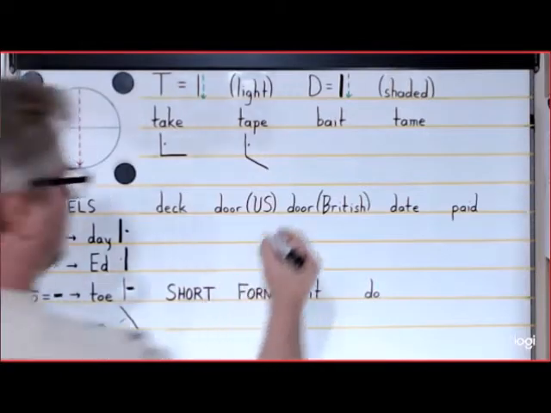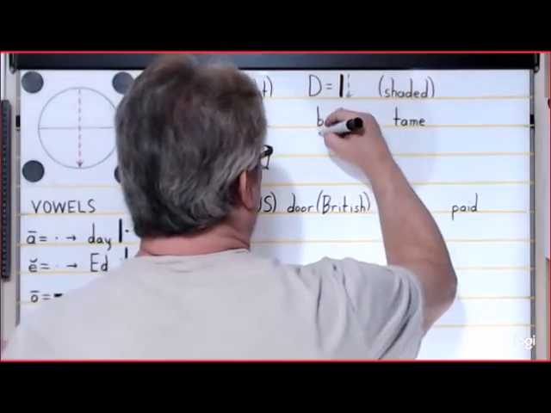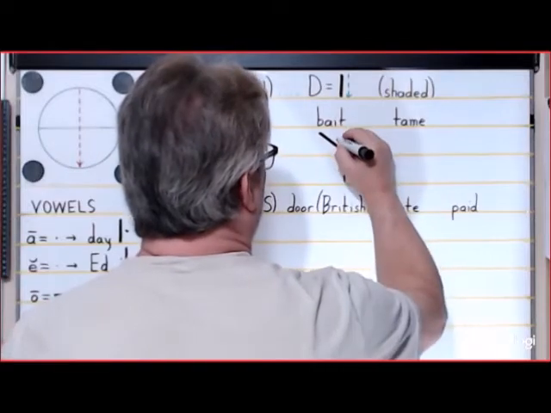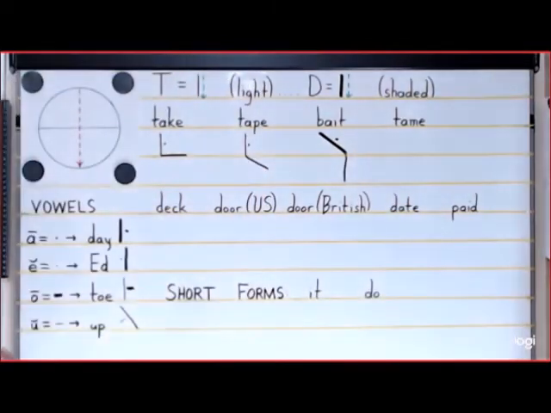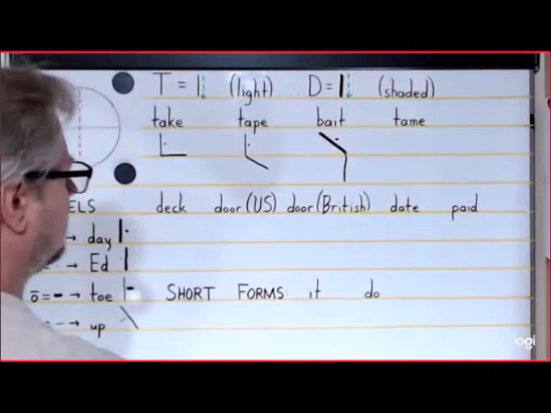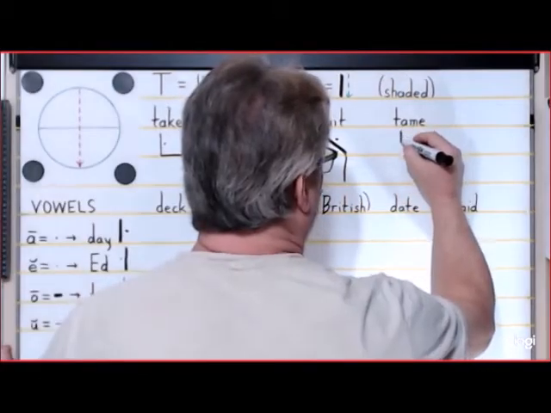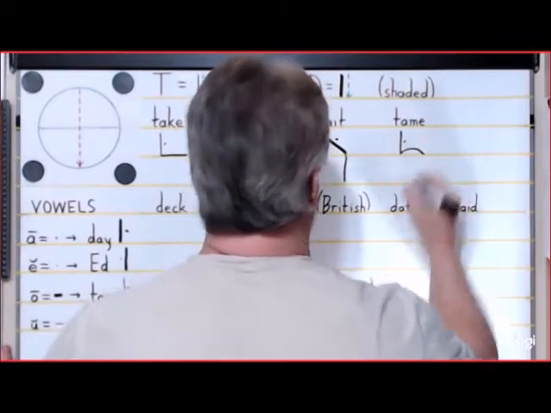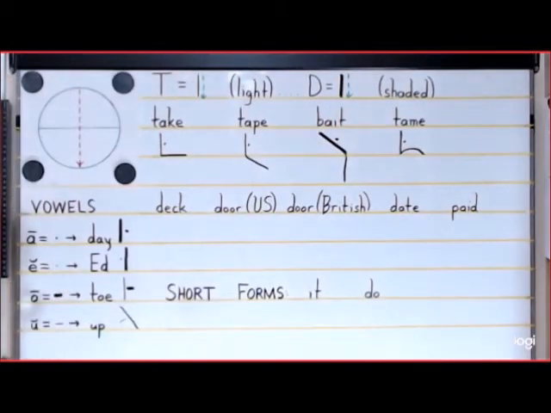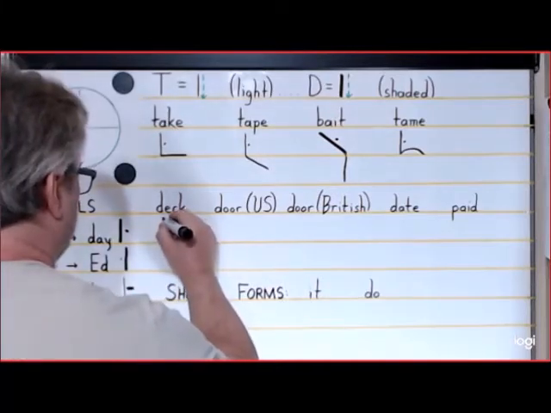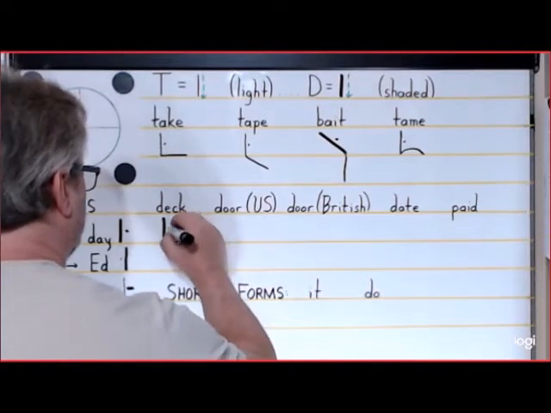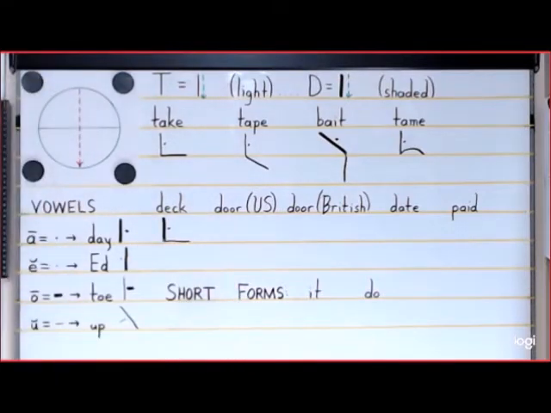For the word bait, it is the B, and then a T, and then a heavy dot for the A. For the word tame, it is a T, and an M. You get a heavy dot for the long A. For the word deck, it is a D, and then a K, and a light dot for the short E there.